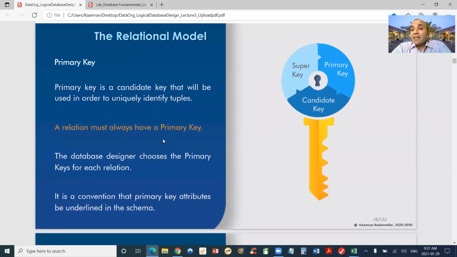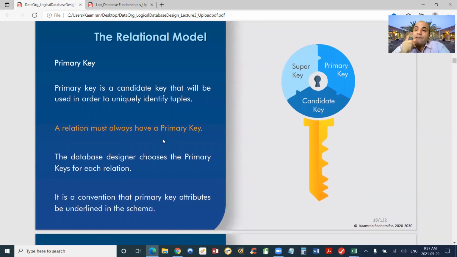Now, primary key. Every table, every relation needs to have a primary key. That's the way you identify the rows of that table. So in the example above, a student ID, 1234, is going to be the primary key. If it is a lecturer ID, that's a lecturer ID. If it is a university student ID or a national ID, you could potentially say that these are primary keys. A primary key is a candidate key that will be utilized in order to uniquely identify tuples.